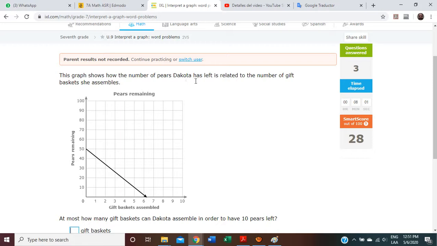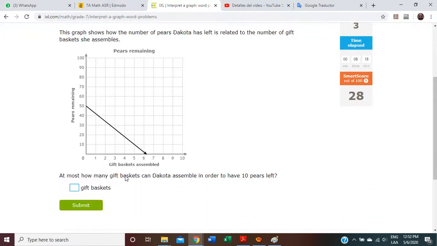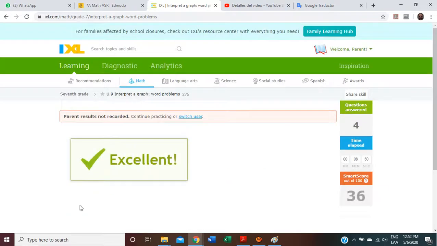This graph shows how the number of pears Dakota has left is related to the number of gift baskets she assembles. So pears remaining, we start with 50, and gift baskets assembled. How many gift baskets can she assemble in order to have 10 pears left? She wants to have 10 pears left. So we follow this, we find 10, we follow this line, we get to this spot, and we find that the answer is number 5. 5 gift baskets. If she makes 5 gift baskets, she's going to have 10 pears left. We submit it, and excellent.